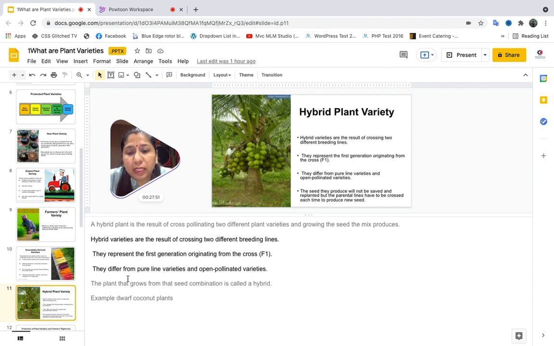For example, recently a dwarf coconut variety was developed. You can see it in the image also.